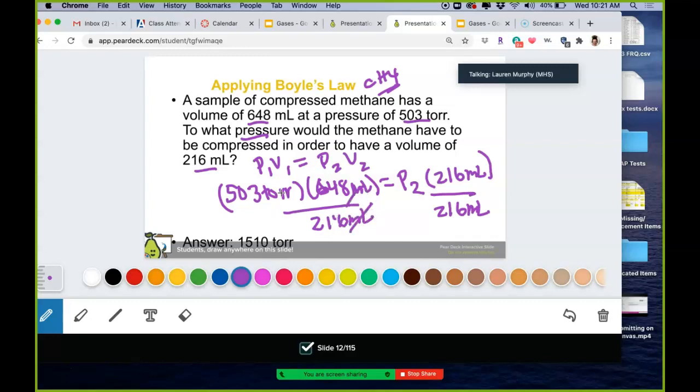and you get 1510 torr. So it did. The pressure jumped from 503 torr to 1,510 torr. That's a big jump in pressure because they really shrank and compressed the container.